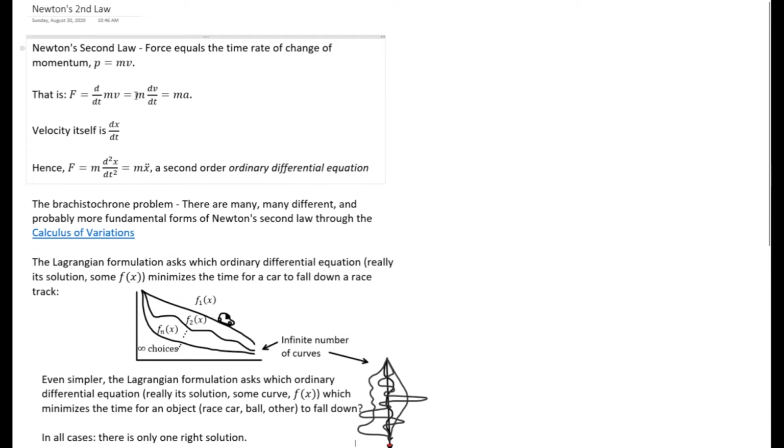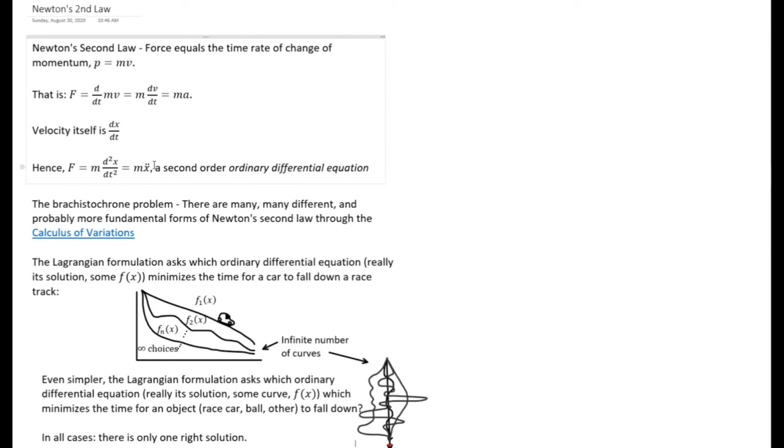If m is a constant, that leaves us m dv/dt, and we recognize that the derivative of velocity with respect to time is the acceleration. Velocity itself is defined differentially as the rate of change of x, the position, with respect to time. And so, ultimately, the force is equal to m times the second derivative of x with respect to time, or in physics notation, we like double dots for two derivatives. This is an ordinary differential equation of second order.